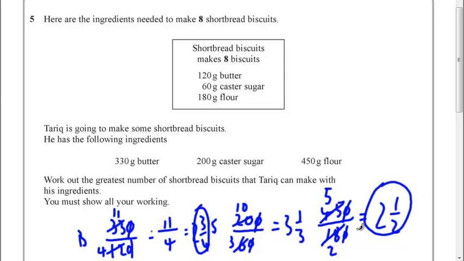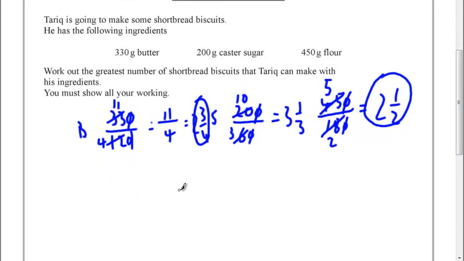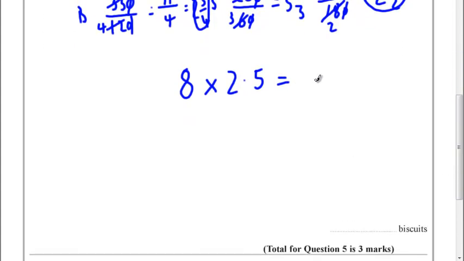Okay. Which one's the smallest fraction? This one. This is what limits us. So let's just see. We know that that is 2.5 times bigger than the 8. So we've got 8 biscuits we can make times the 2.5. Put decimal in now. And we'll put the answer in here. Well, 2 times 8 is 16, and a half of 8 is 4, 20. We can make 20 biscuits. That's it.